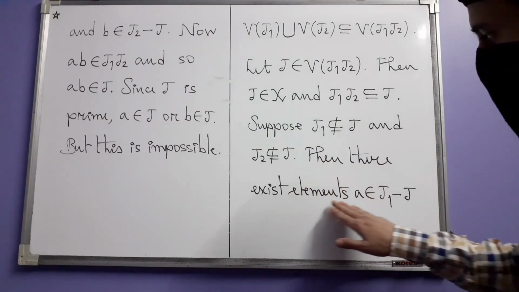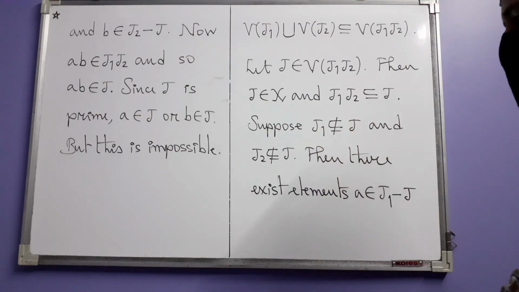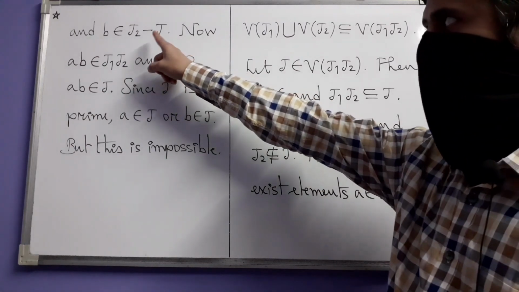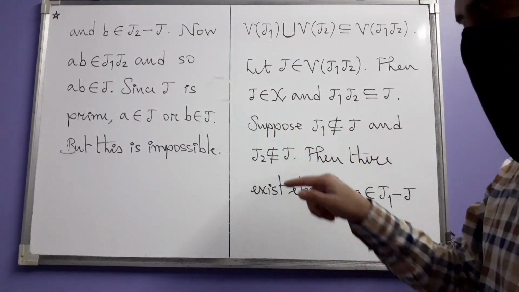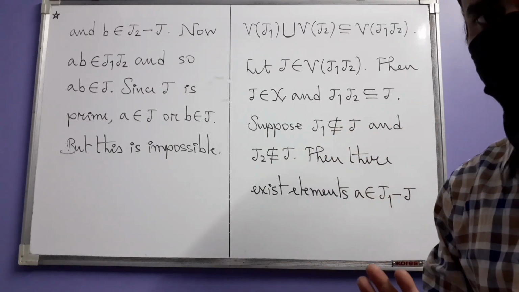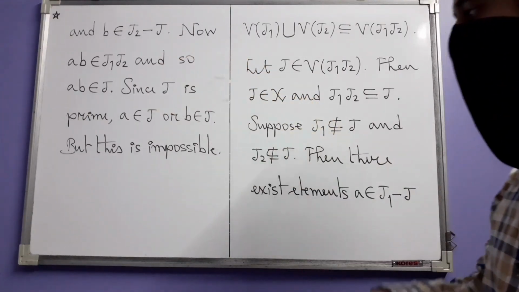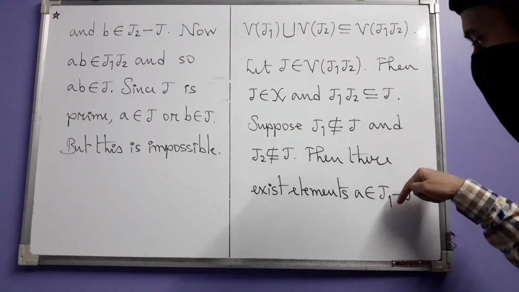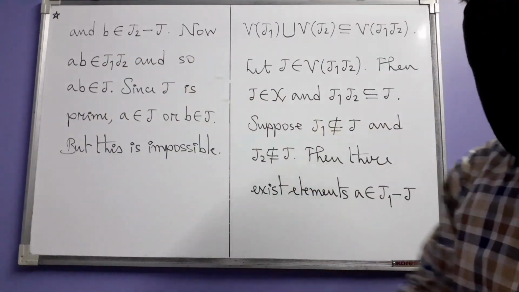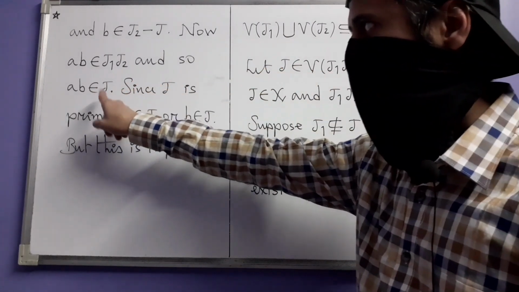But then of course there exist elements A and B such that A is in J1 but not in J. That means A is in this difference set, and similarly B is in J2 but not in J. The existence of these elements tell us that J1 is not a subset of J and J2 is not a subset of J. But now you take the product of A and B, AB. After all, because A is in J1 and B is in J2, so AB by definition of this product will be in this product. However, the product is contained in J, and so AB will belong to J.